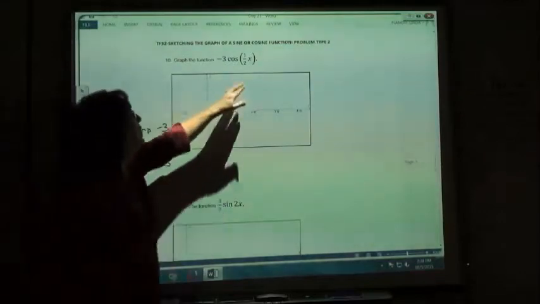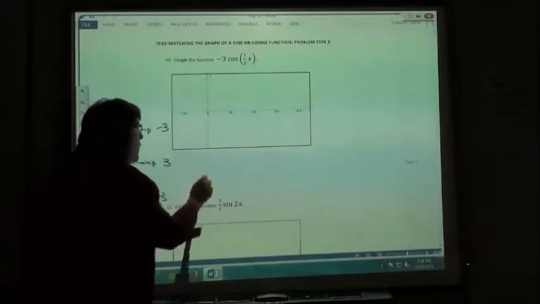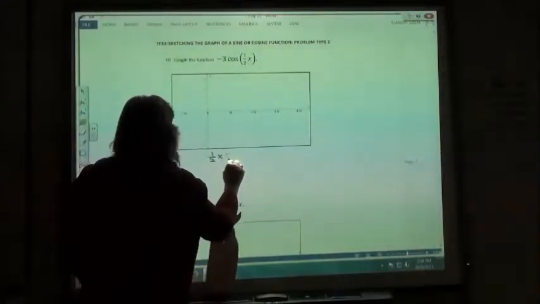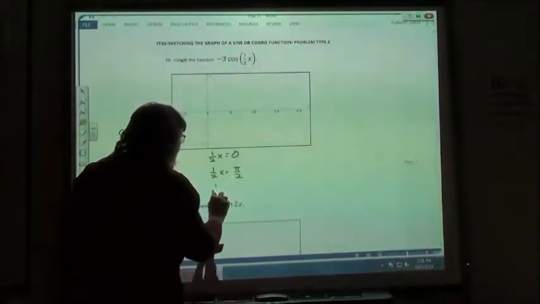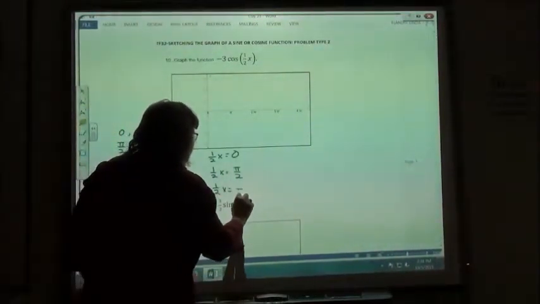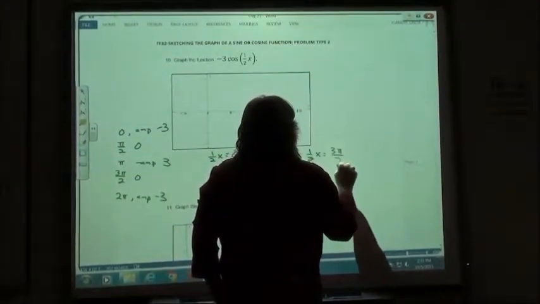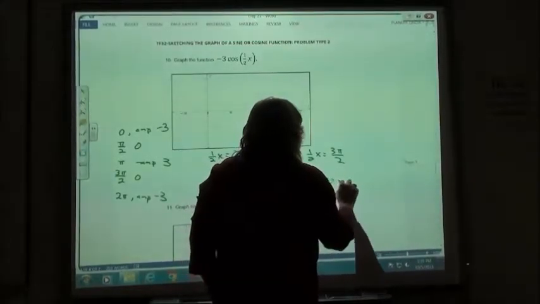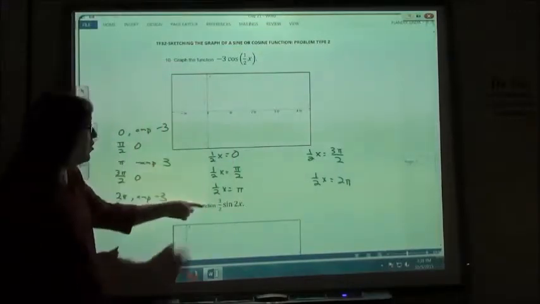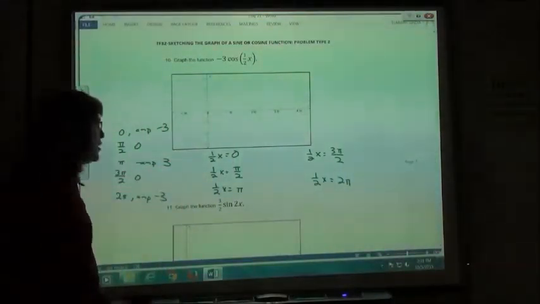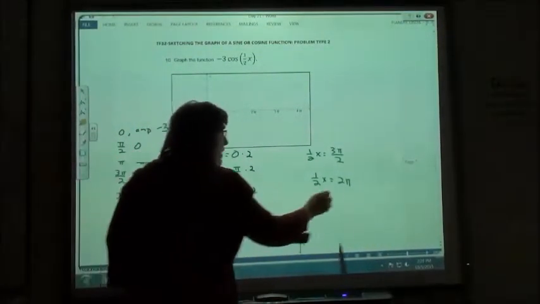Now this time we're going to take what's in our parentheses here, set them equal to each of our x values, and solve. So if I have 1/2 x is going to equal 0, 1/2 x is going to equal pi over 2, 1/2 x is going to equal pi, 1/2 x is going to equal 3 pi over 2, and 1/2 x is going to equal 2 pi. So if I'm going to solve each of these for x, I'm going to multiply by 2. Right, cancel out my fractions. So times 2 on each of these.